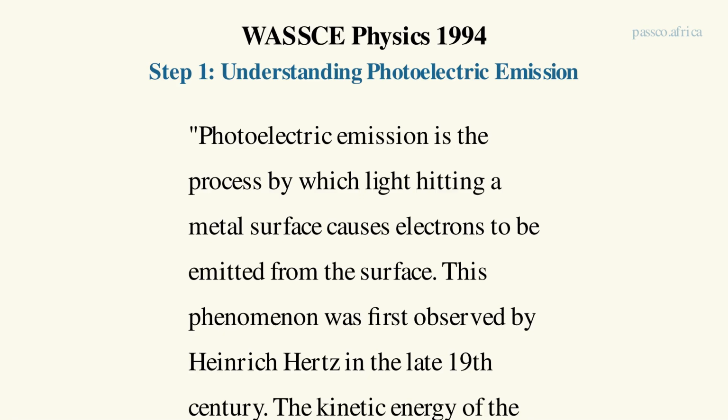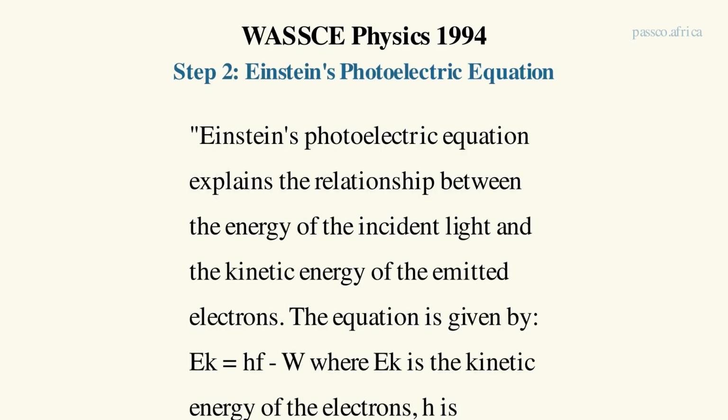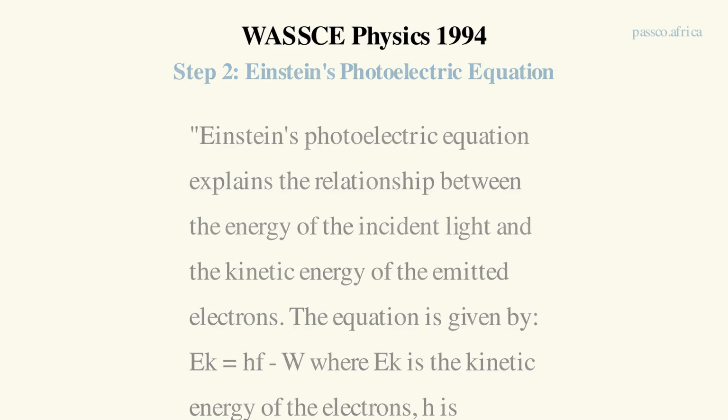Step 2. Einstein's photoelectric equation. Einstein's photoelectric equation explains the relationship between the energy of the incident light and the kinetic energy of the emitted electrons. The equation is given by EK equals hf minus W, where EK is the kinetic energy of the electrons, h is Planck's constant, f is the frequency of the incident light, and W is the work function of the metal surface.